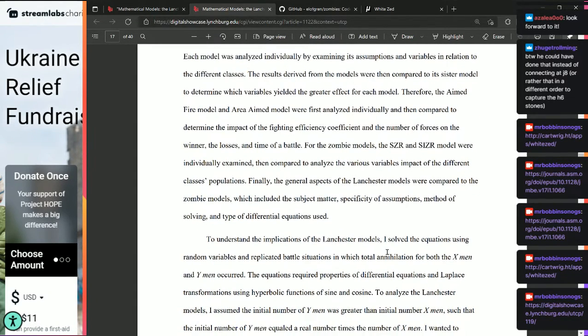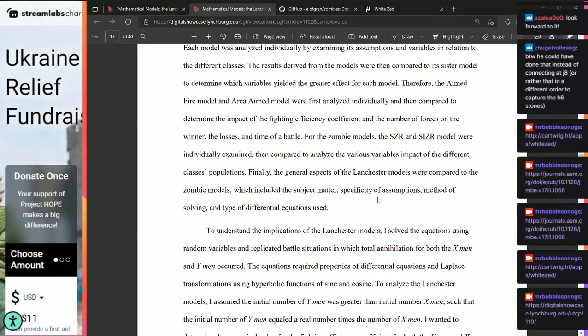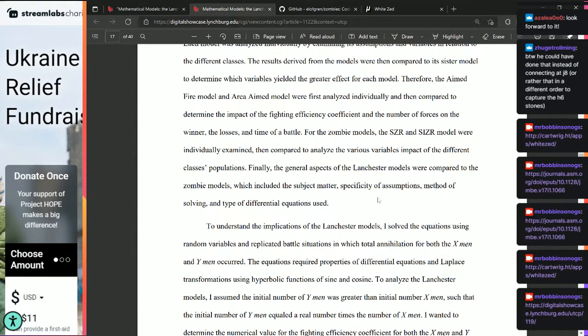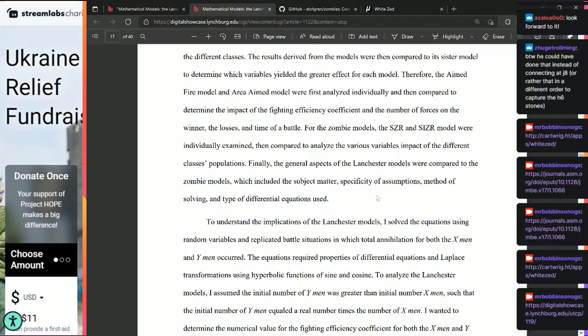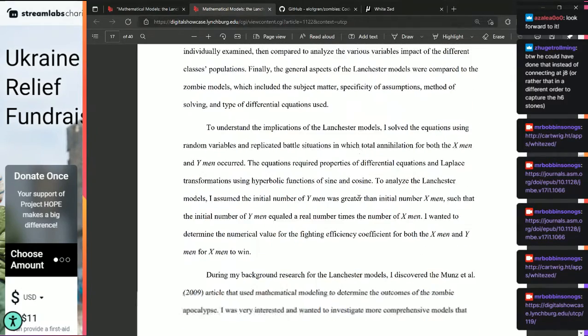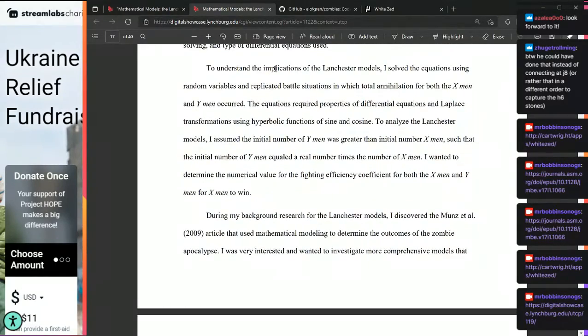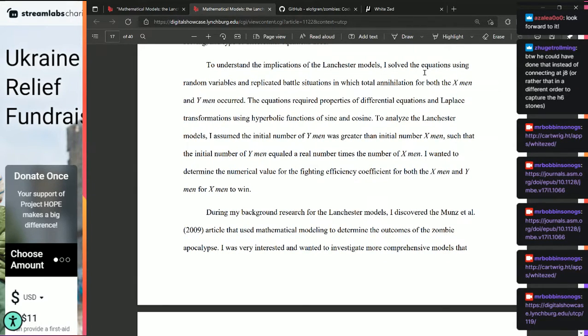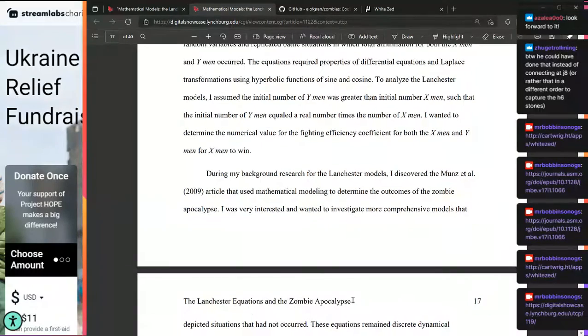For the zombie model, we examined those individually, then compared to analyze the various variable impacts on the differential classes' populations. Finally, the general aspects of the Lanchester model were compared to the zombie model, which included some specificity of assumptions, method of solving, and types of differential equations used. To understand the implications of the Lanchester model, I solved the equation. All right, so we went over this.